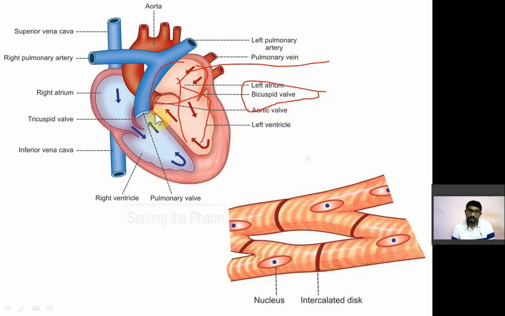And from the left ventricle blood is pumped into the aorta, the red-colored one, and this aorta supplies blood to the whole body. Okay, that's how blood flows in the heart.